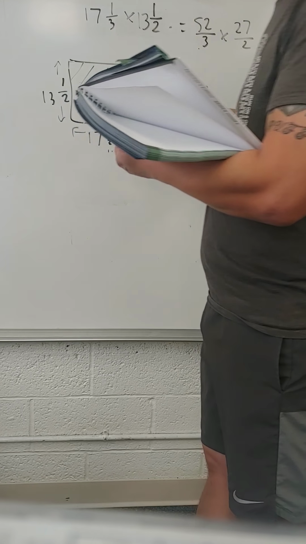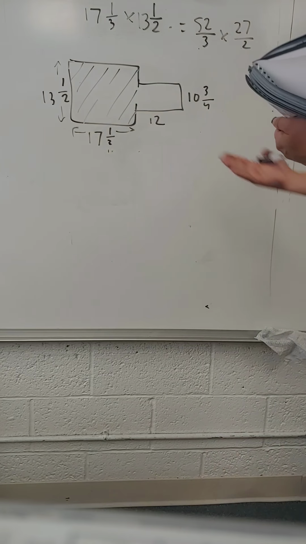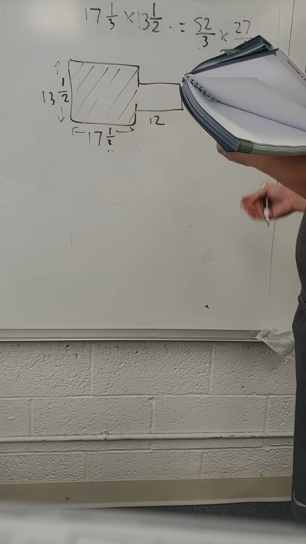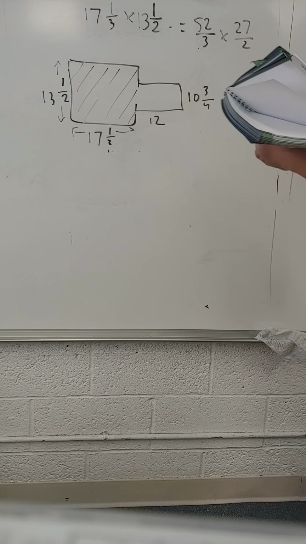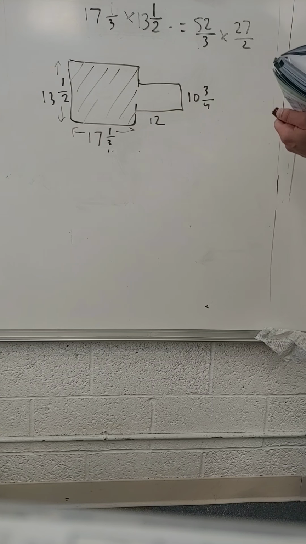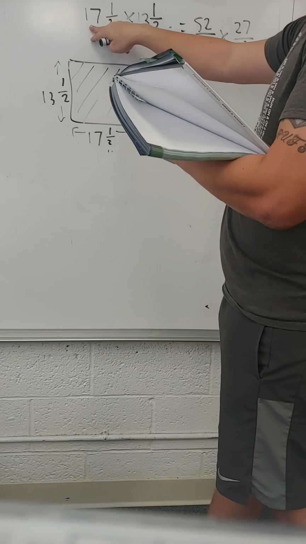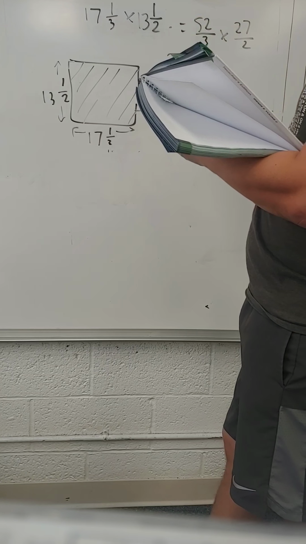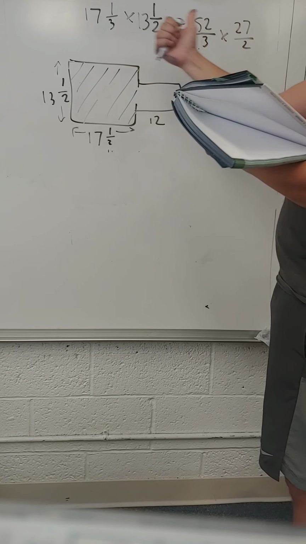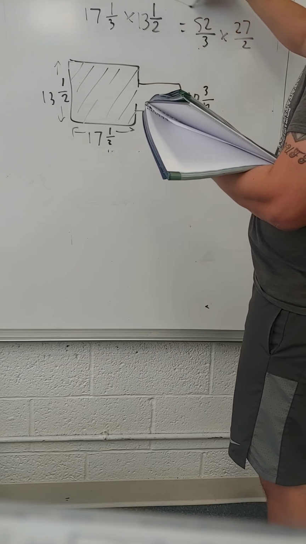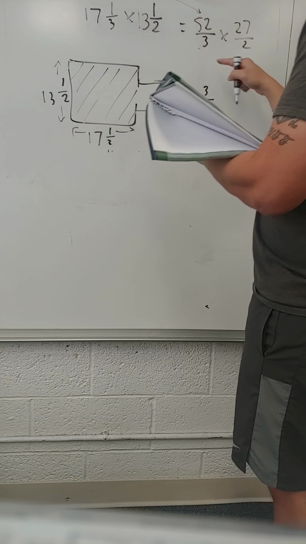Okay, let's break it into parts. Remember, if we were finding the area of this combined shape, we break it into our two parts. We find the area of this, we find the area of this, and then we add them together. So no difference. Here we're going to have 17 1/3 times 13 1/2. The only difference in the book is they write going sideways. I think this is confusing for kids, but everything you see here is where it came from.